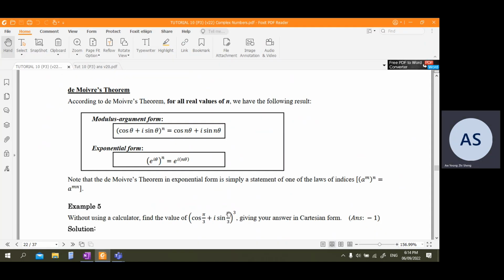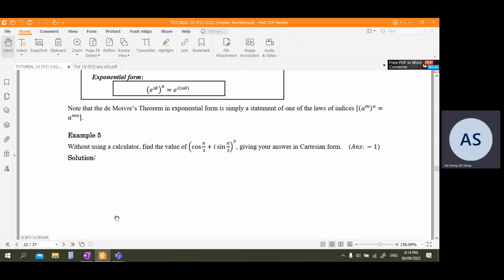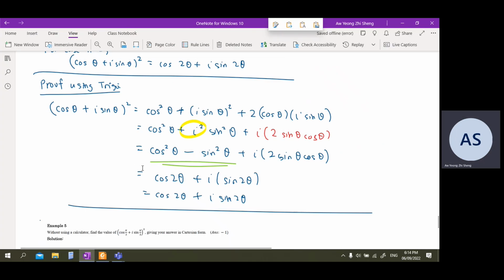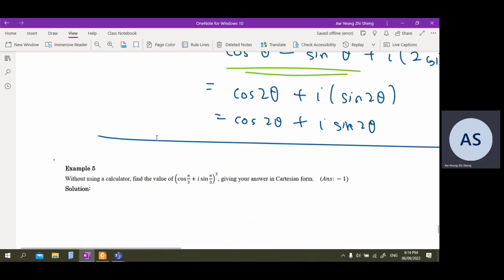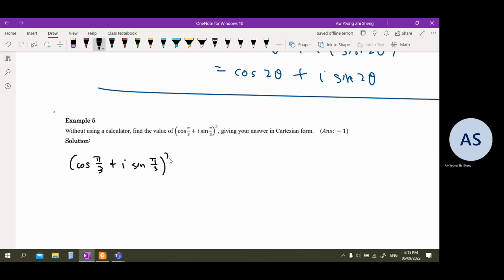Okay. Now, example 5: without using a calculator, find the value of (cos pi/3 + i sin pi/3) to the power of 3, giving your answer in Cartesian form. They don't allow us to use a calculator. Right, so you have cos pi/3 plus i sin pi/3. At first, you should check whether the cos theta plus i sin theta term is in the modulus argument form or not.